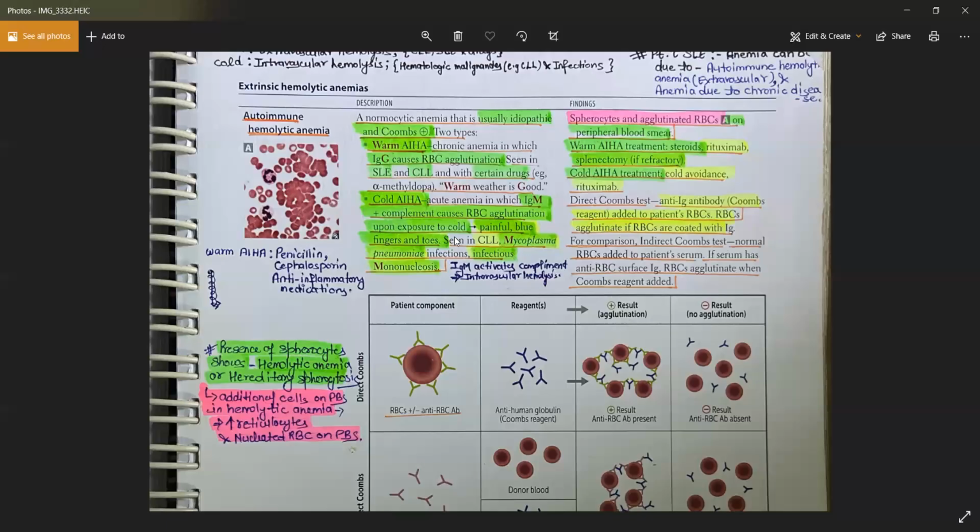And what you will see in the PBS is spherocytosis. Like we have discussed, you will see reticulocytosis. You will see nucleated RBCs also. Treatment for the warm type includes steroids as well as rituximab, which is against the CD20 of the B lymphocytes.